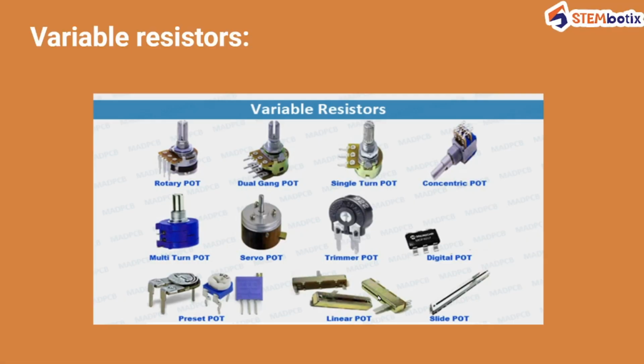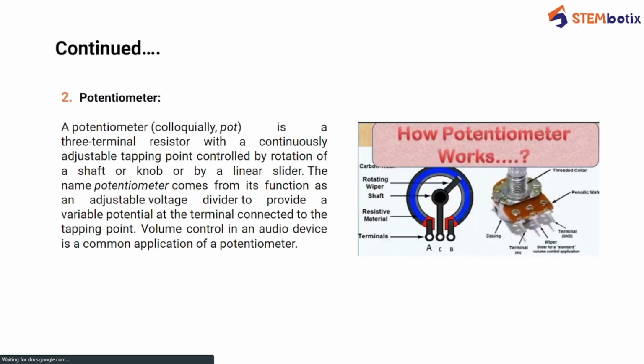Now let us see variable resistors. Variable resistors are the type of resistors whose resistance you can vary as per your requirement. These are the different types of variable resistors: rotary POT, dual gang POT, single turn POT, concentric POT, multi-turn POT, servo POT, trimmer POT, digital POT, preset POT, linear POT, and slide POT.